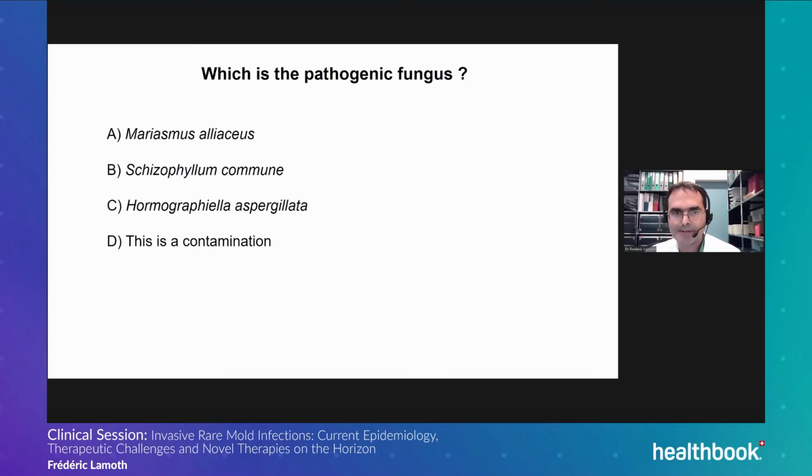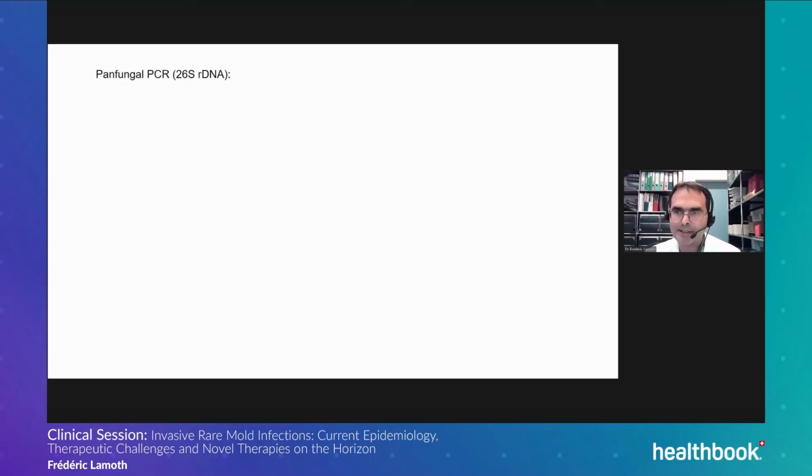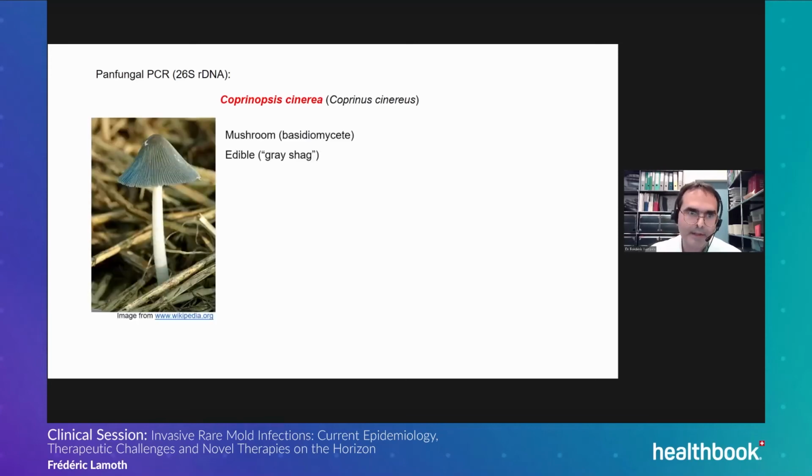So I give you the response, and the response is this. Actually, we did a second panfungal PCR targeting now the 26S ribosomal DNA, which is supposed to be less sensitive but more specific. And this clearly gave the identification as Coprinopsis cinerea, formerly Coprinus cinereus. So what is this mold?